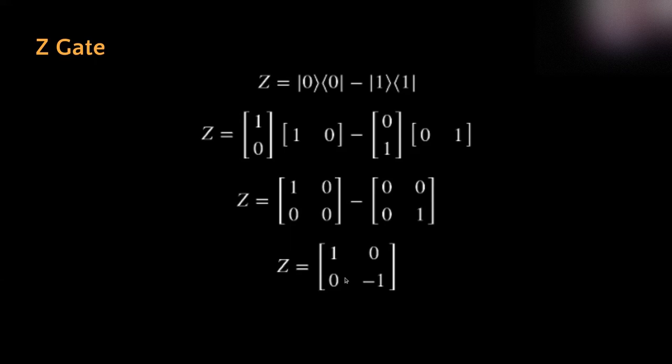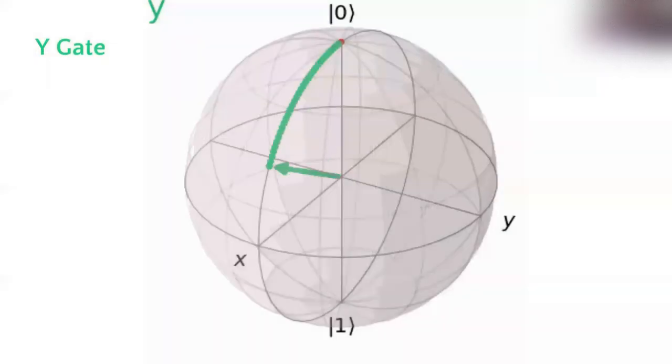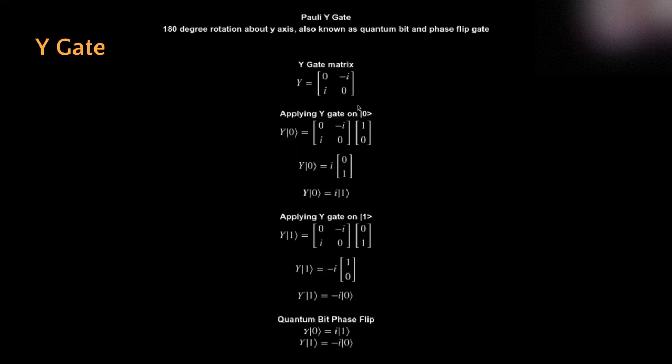So we've looked at X gate, we've looked at Z gate. So next in line is Y gate. It does the same thing, but a 180-degree rotation about the Y axis. So essentially this is what it looks like, and its matrix is this. So when we apply this gate on ket0, we get ket1 multiplied to a scalar I. And when we apply this gate on ket1, we get ket0 with a multiplication factor of -1.